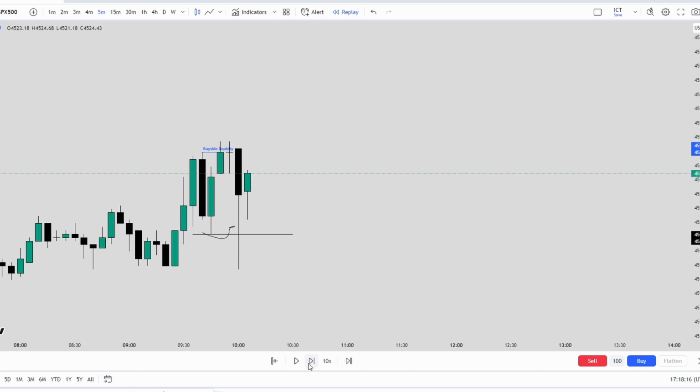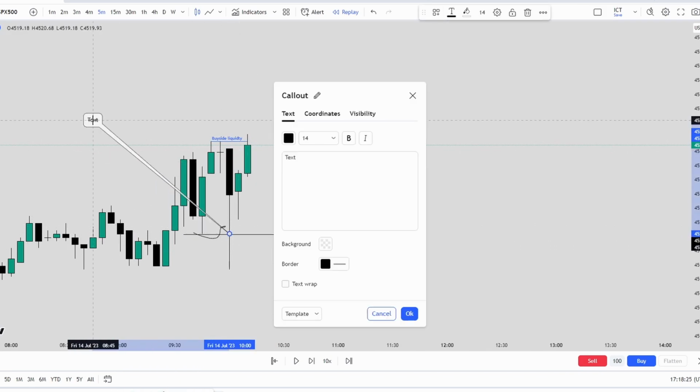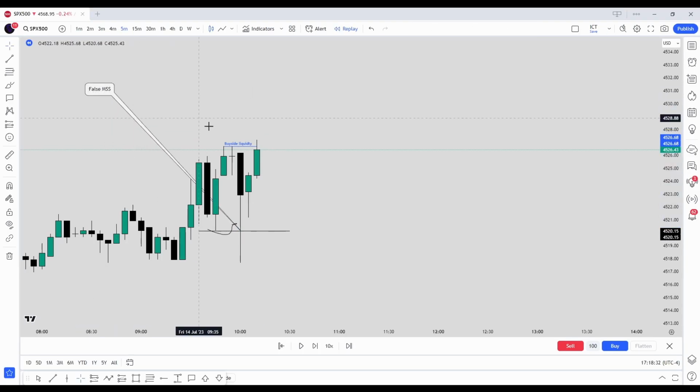Okay, let's see if we go lower. When it goes higher, we receive even more liquidity. So this is a full market structure shift. I'm gonna just mark it out. This is a false. MSS is short for market structure shift.